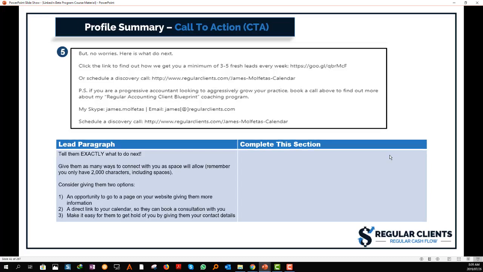Now, anything that you ever do in marketing, okay, has to have a purpose, and at the end of that purpose, you need them to do something. And that something is what we call the call to action. Right?